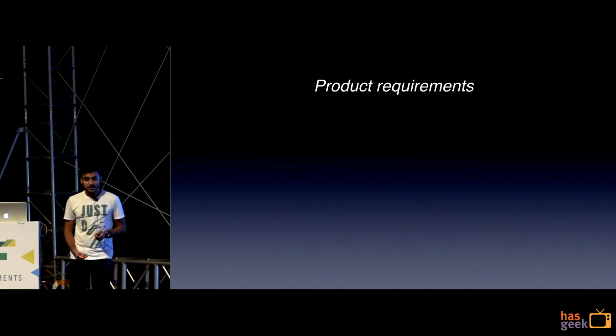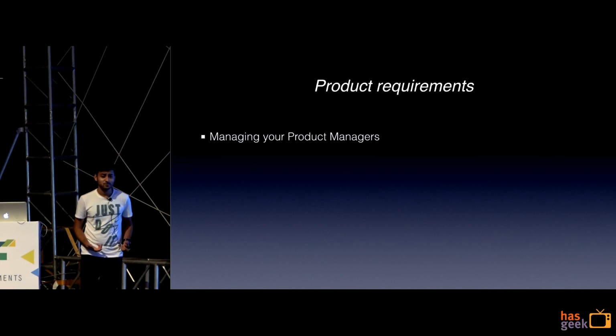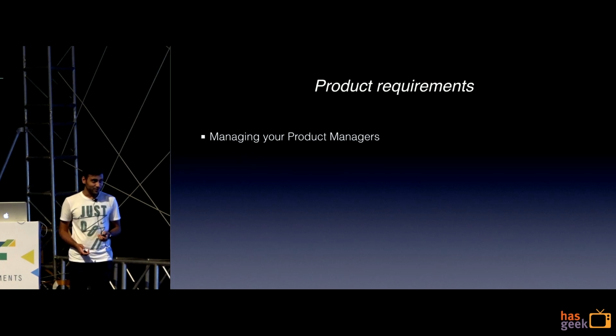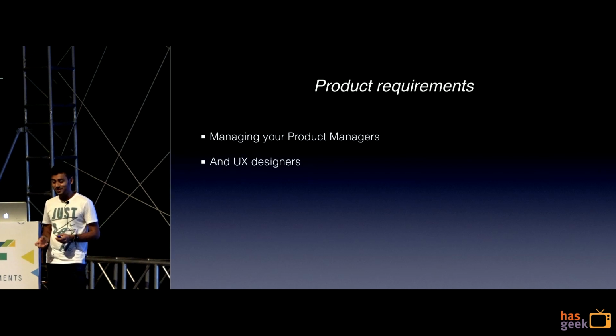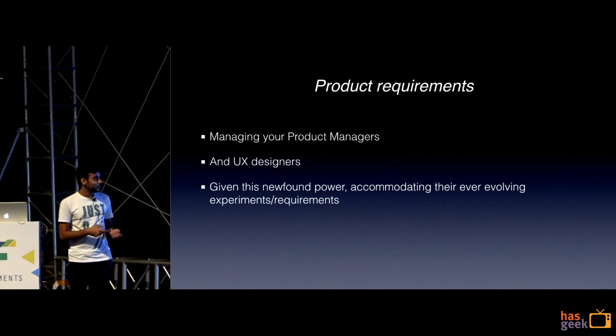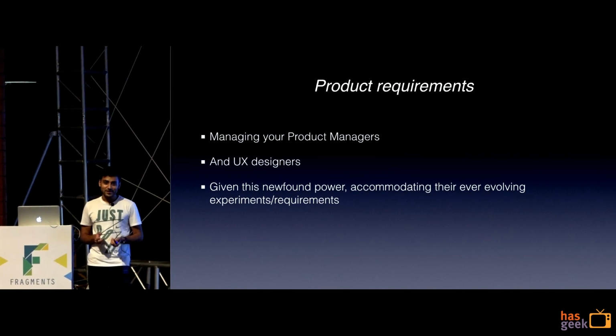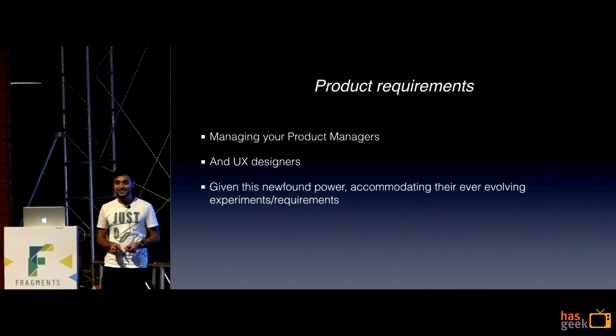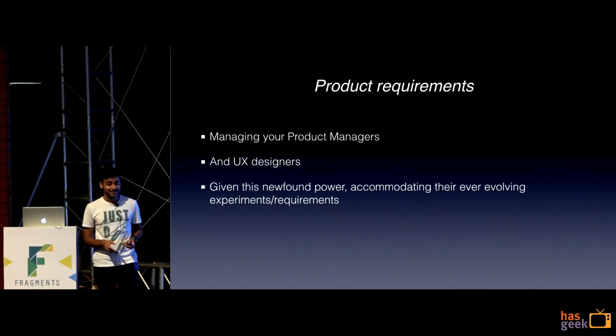Now another challenge was product requirements. We had to manage our own product managers. Because of their ever-changing requirements, and now they knew that we had this power to do over-the-air bundle updates, they always came up with small experiments, let's do A/B testing, multiple different experiments. And then you have the UX designers, who want to show a different color to a certain set of users and a different color to some other set, and it's really difficult to say no to them. So accommodating their ever-evolving experiments and UX changes was getting really difficult for us developers.